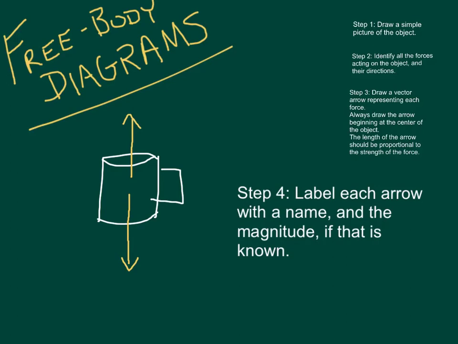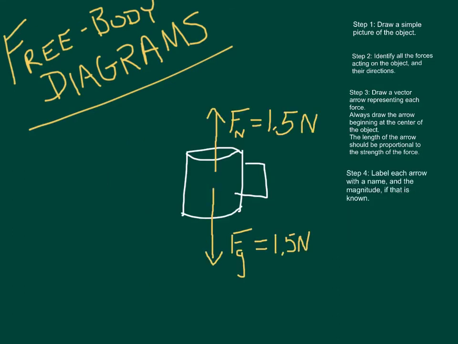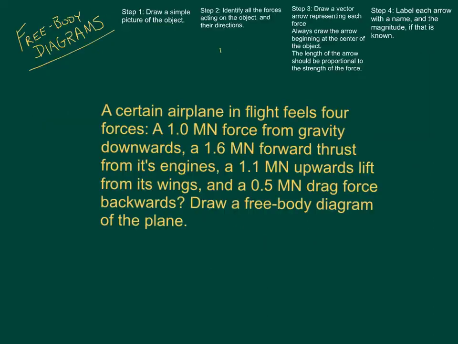Finally, we need to label each force with an appropriate symbol. Fg is what we usually use for gravity, and Fn is fine for the normal force. If you know the magnitude of the force, add that to the diagram too. I happen to know that my coffee mug weighs 1.5 newtons, so I'll add that to the diagram. And that's our complete free body diagram for our coffee mug on a desk.